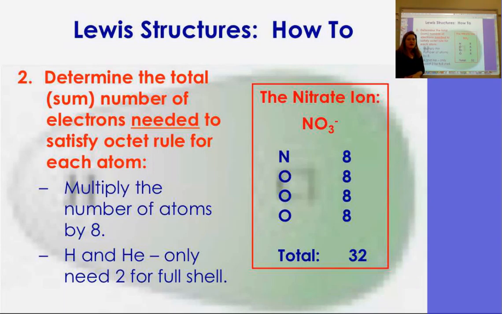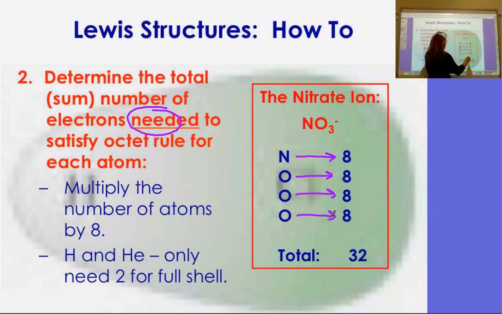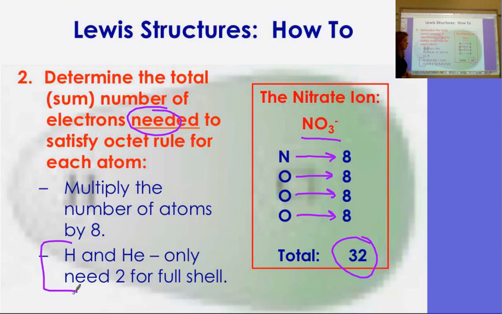Step 2. Figuring out the total number of electrons that you need. Every element, except for hydrogen, will need 8. So since I have 4 atoms here, 4 times 8, I need 32 electrons. Multiply the number of your atoms by 8. 4 times 8 gives me 32. Unless you have hydrogen, then you would only get 2. So your numbers here are either going to be 8 or 2.